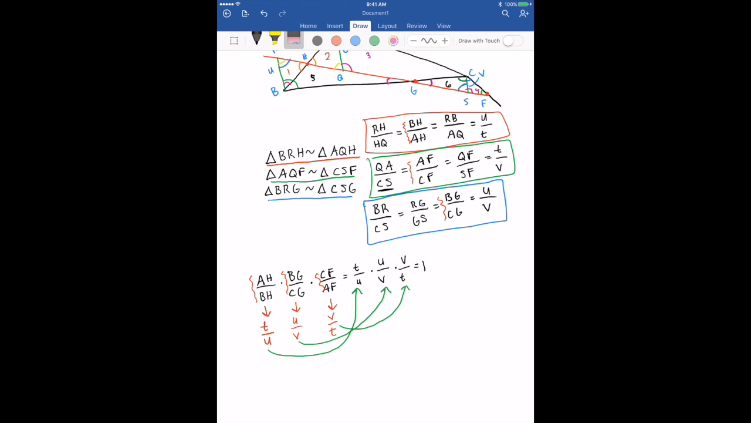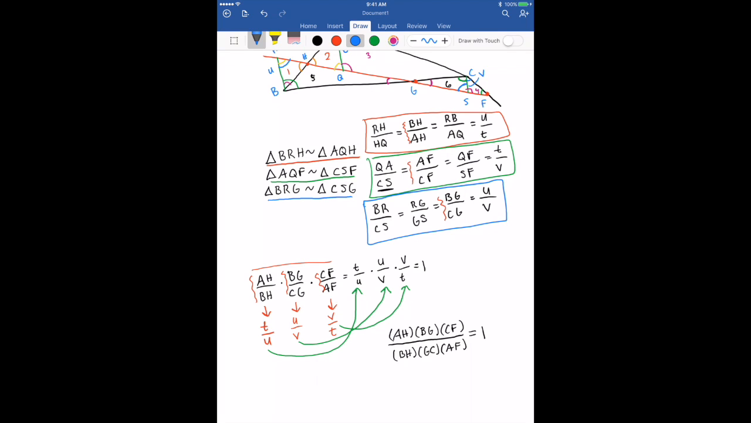We can look at this ratio from an algebraic perspective and also determine what it means. So if I'm going to be multiplying these ratios together, we're going to have AH times BG times CF, because remember when you're multiplying fractions, you just multiply across the top and then across the bottom. On the bottom, we're going to have BH times GC or CG, whichever you prefer, and AF. And we know that this ratio is going to be equal to 1.